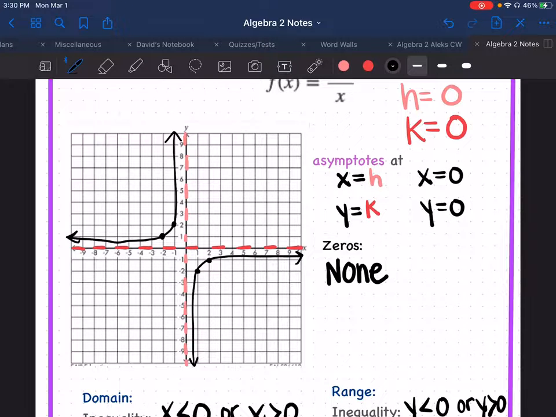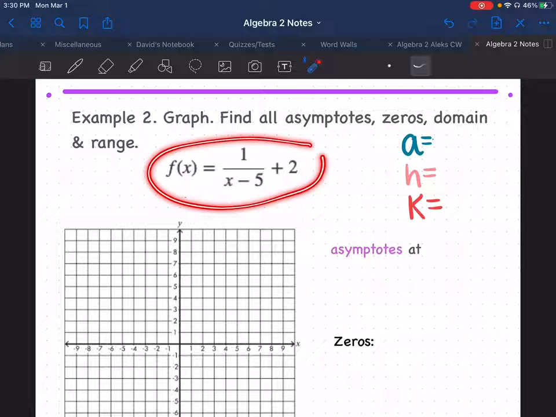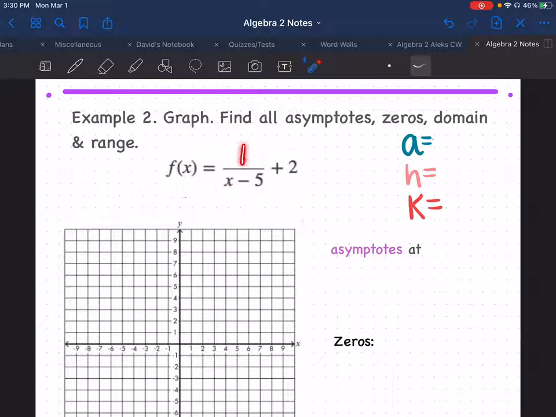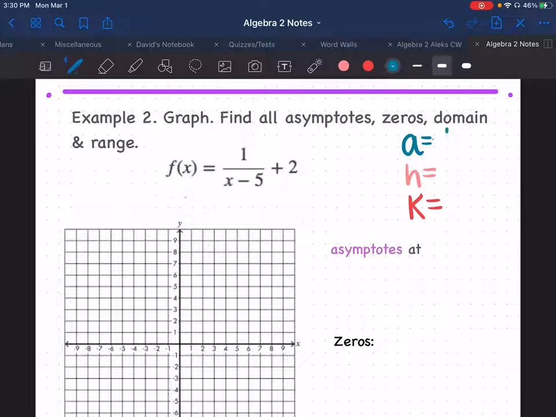Let's go ahead and take a look at it. So notice this graph is a little bit more challenging. My A value is going to be right here in the numerator. So my A is going to be 1. My H is right here. And remember, he's trying to be tricky. I think he's -5, but I know he's really +5. And my K value is right here, not being tricky. He's not tricky. There we go.